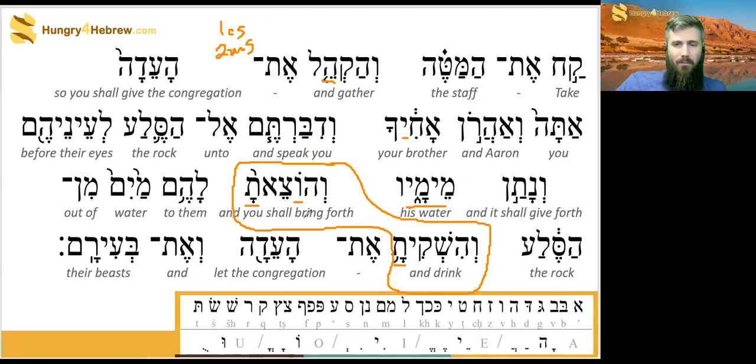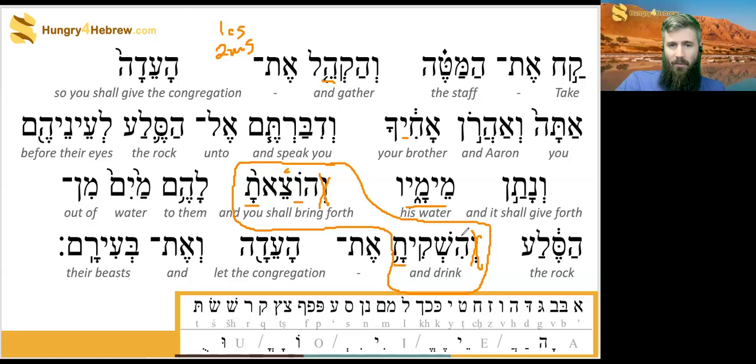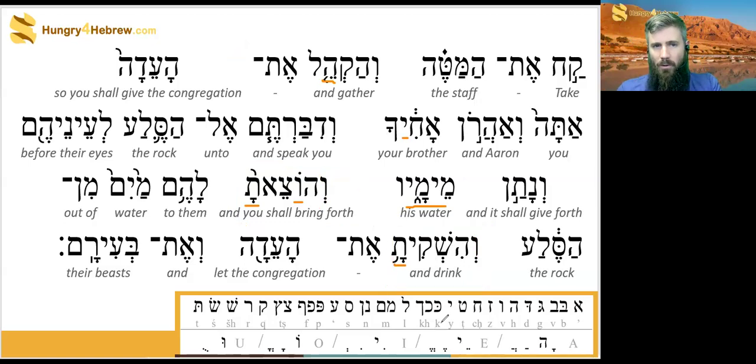Vehotzeta. What would it normally be without a vav? Hotzeta. The accent should be there. What would this be without a vav? Hishkita. Right here. So yeah, it did shift, so we know it's a vekatal. So we're going to translate it as an incompleted or future tense. All right, so that takes care of two of the things.